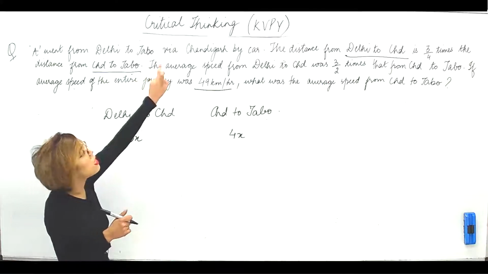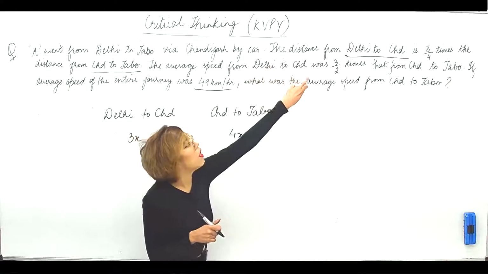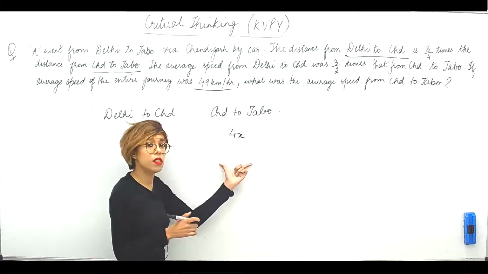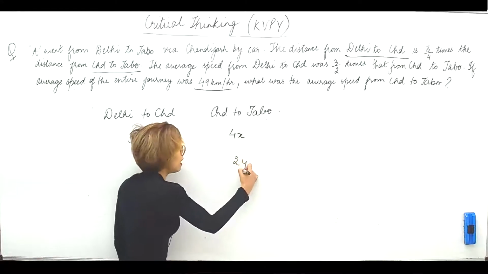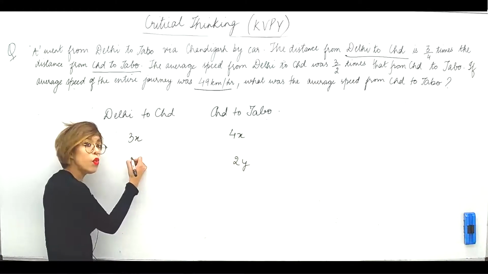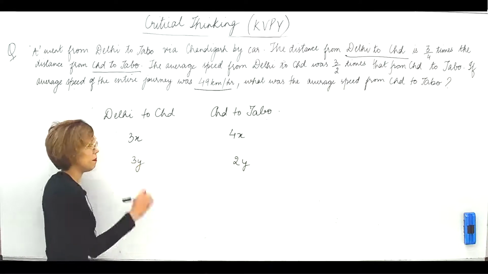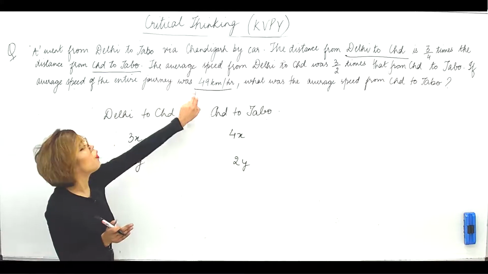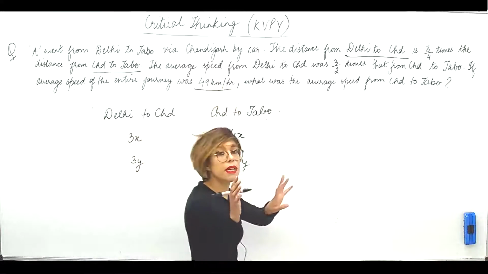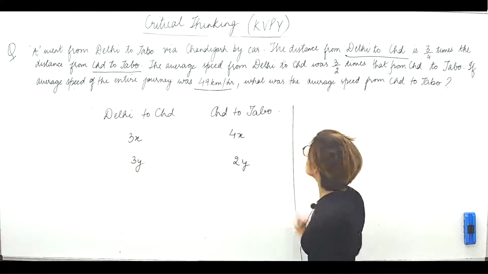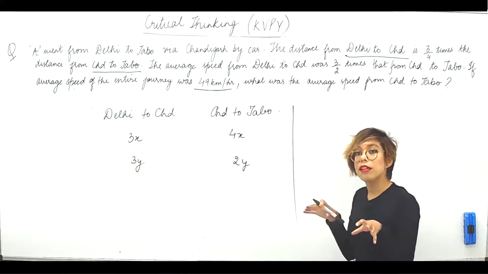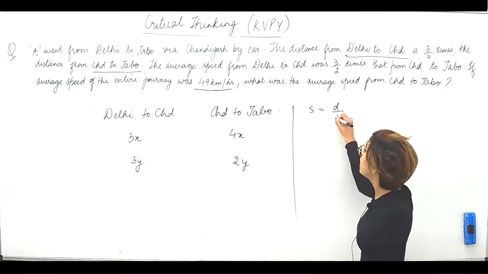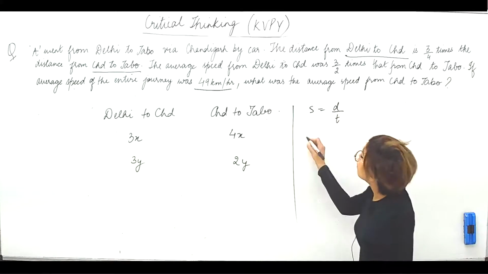Now the average speed from Delhi to Chandigarh was 3/2 times that from Chandigarh to Tabo. So if this speed is 2y, this speed is 3/2 of 2y, that is 3y. Now the average speed of the entire journey was 49 km per hour. The average speed is the total distance traveled divided by the total time, since speed is equal to distance by time.